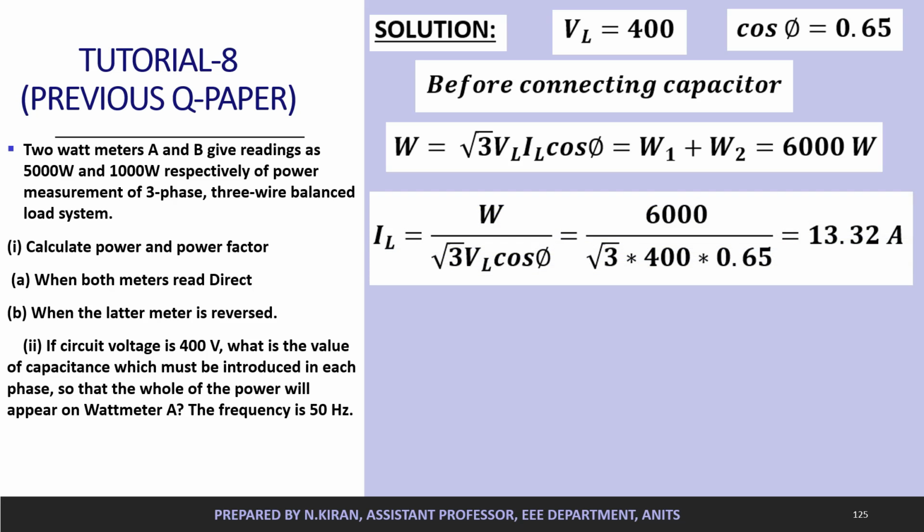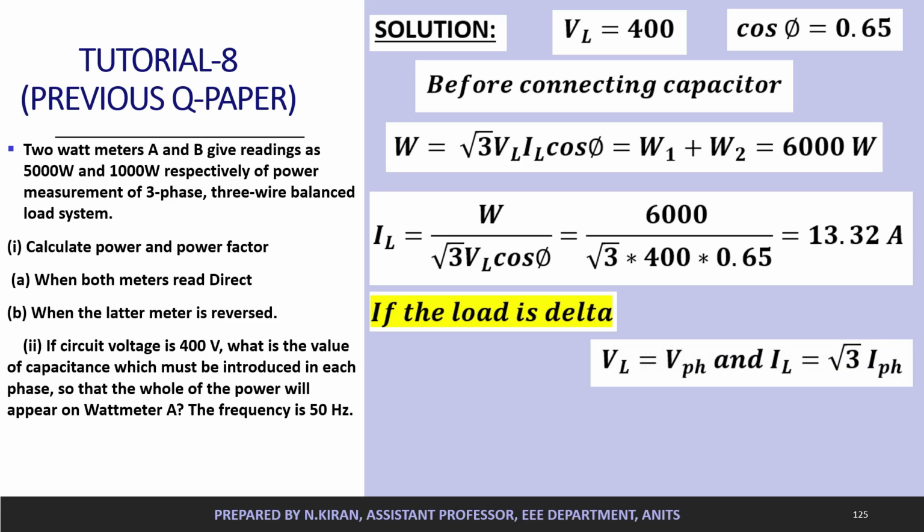We know the expression for active power is root 3 VL IL cos phi. So substituting this, we'll get the line current IL to be 13.32 amps. So here the load connected is not mentioned, so we'll assume both delta as well as star. First we'll assume that the load is delta.